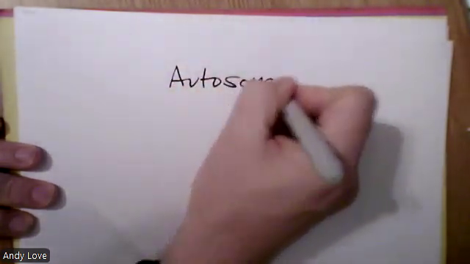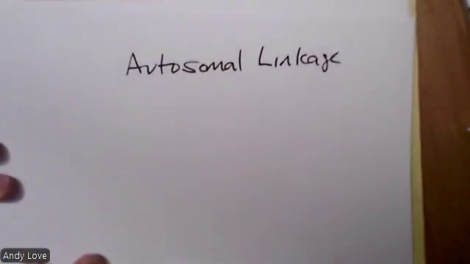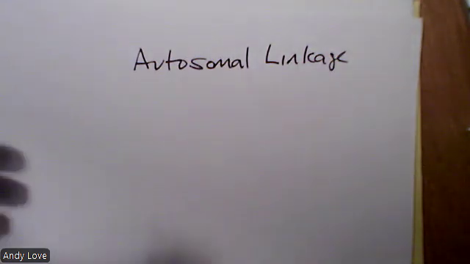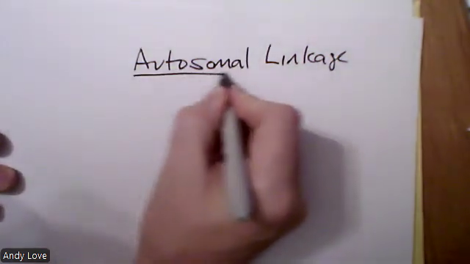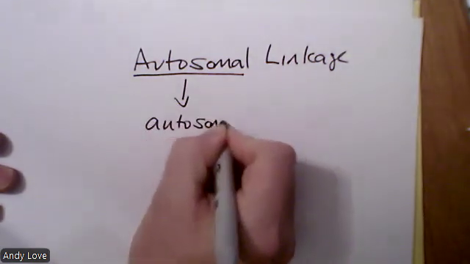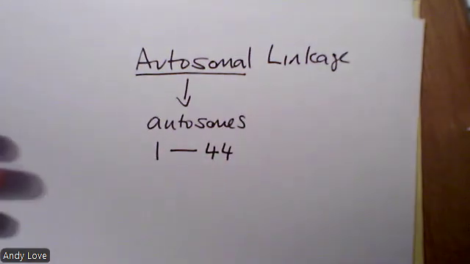All right, folks, what we're going to look at today is something called autosomal linkage. And autosomal linkage is a topic that involves autosomes. Now, what are autosomes? Autosomes are chromosomes numbers 1 to 44.